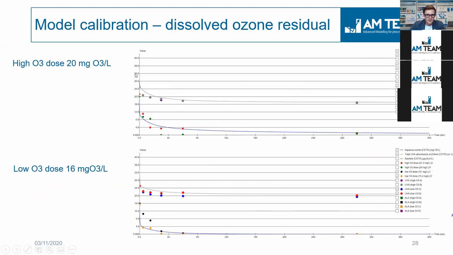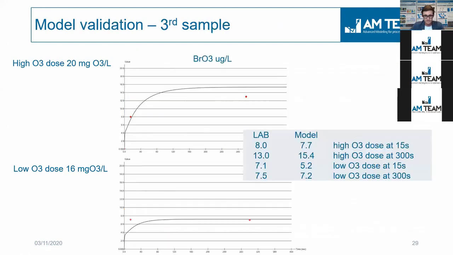You can see the ozone decay very fast, and then it goes down, and at a lower dose, which is still high in this case, by the way. But it's just to illustrate that we have done some calibration. And again, we come to the matrix here, very matrix dependent.